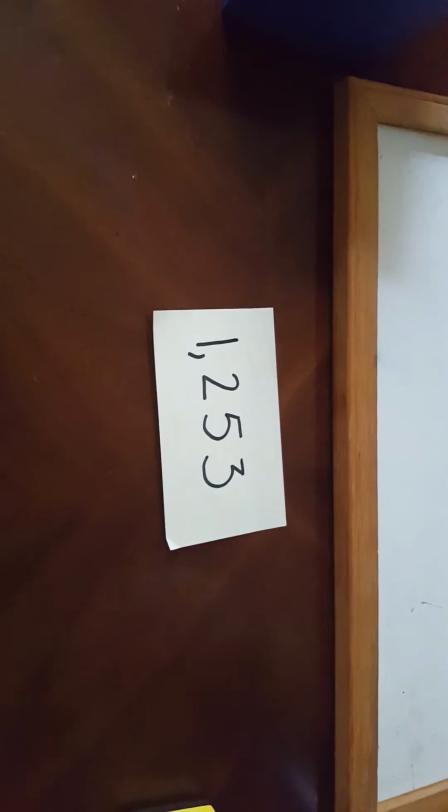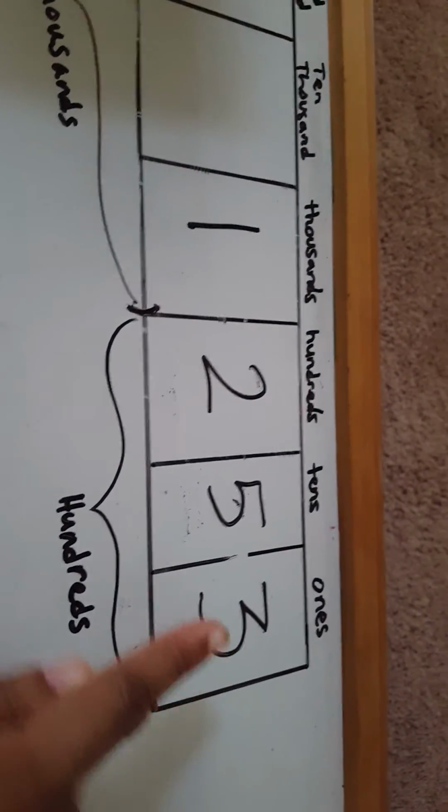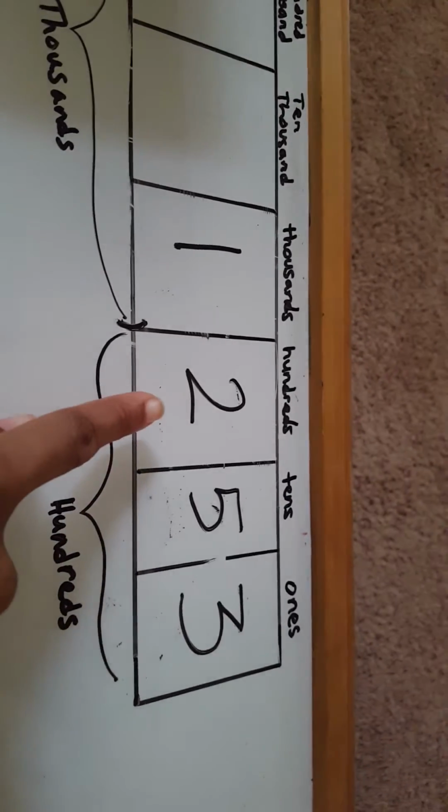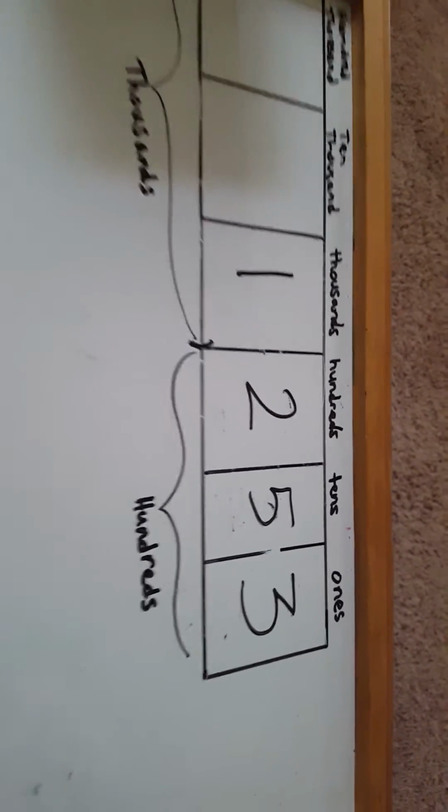Now let's try the number 1,253. As you can see in our place value chart, we have a 3 in the ones place, a 5 in the tens place, a 2 in the hundreds place, and a 1 in the thousands place. So let's go ahead and compose our number. In the ones place, we have 3 units or 3 ones.